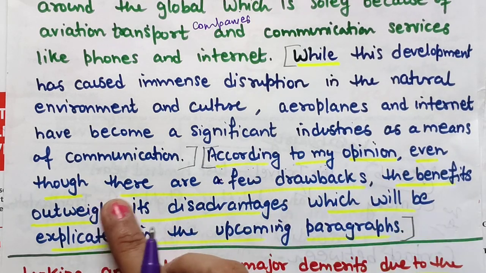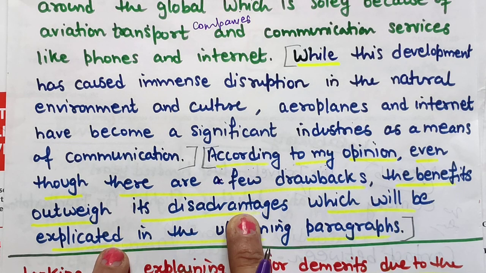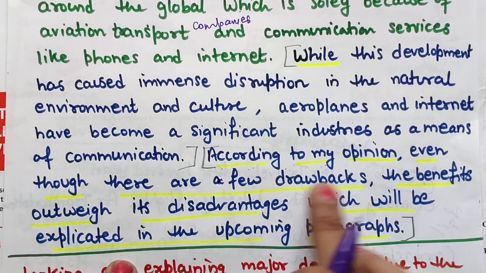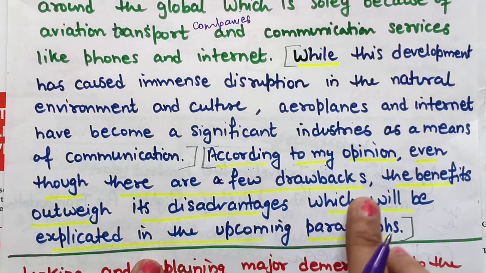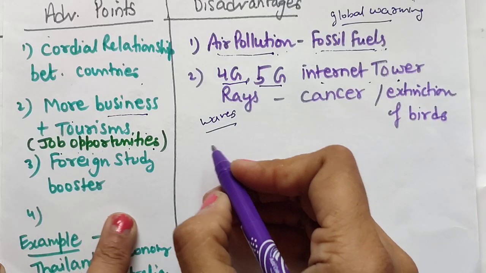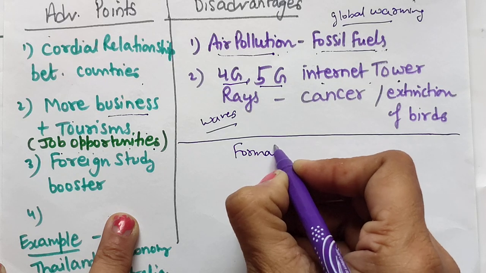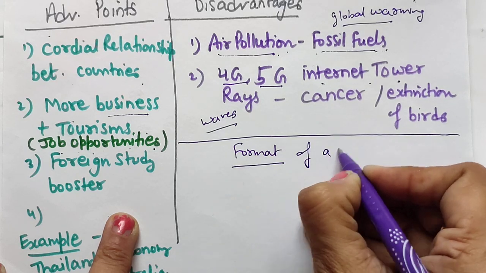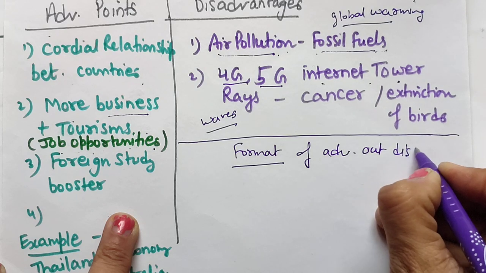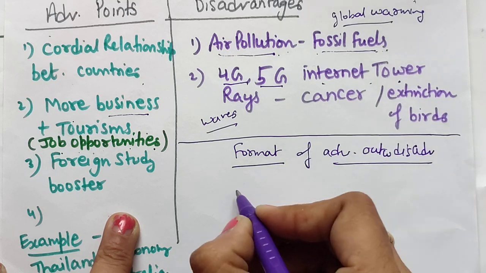According to my opinion, even though there are few drawbacks, the benefits outweigh its disadvantages. You are announcing your decision that it has more benefits than disadvantages. Will be explicated in the upcoming paragraph. Now one more thing I have forgotten to tell, the format of this essay. Okay, the format of advantages outweigh disadvantages. Okay, so you can use any way.